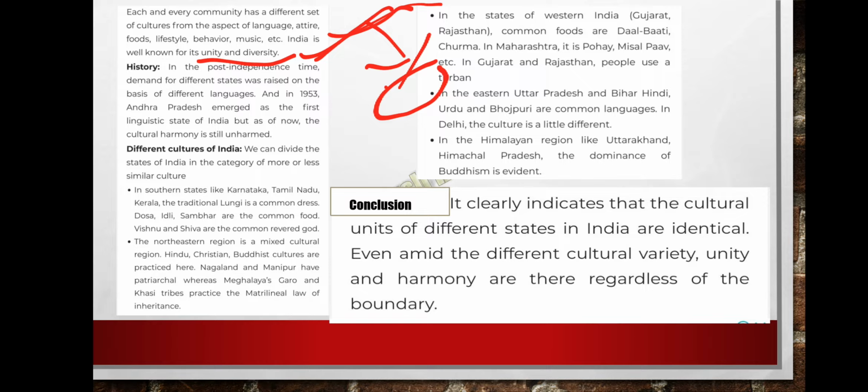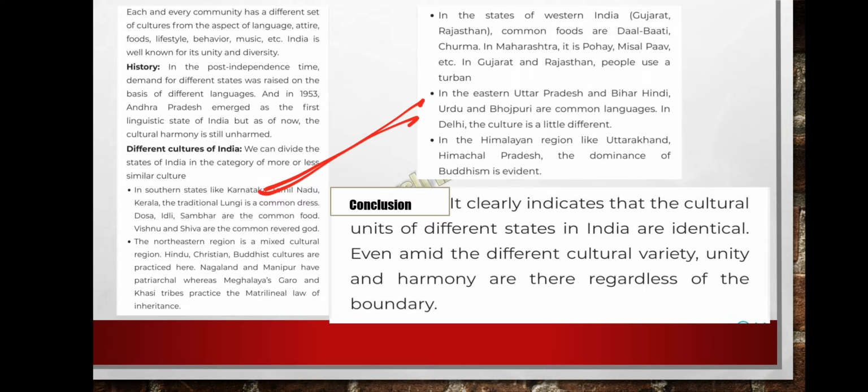Okay, then I have given a small paragraph about the history. In the history, I have told about how, in post-independence India, different states were formed on the basis of different languages. If you have read post-independence Indian history, you can know that states were actually formed on the basis of language. So I have mentioned Andhra Pradesh over here, the linguistic state of India, but as of now the cultural harmony is still unharmed. And in the body part, you can also speak about different cultures of India.